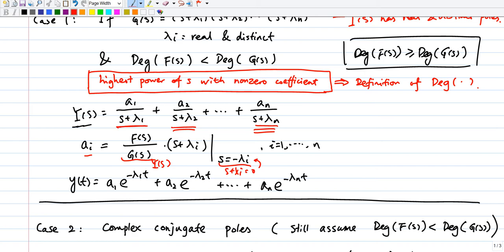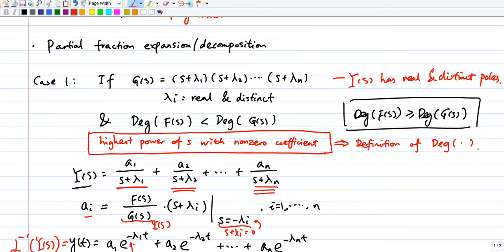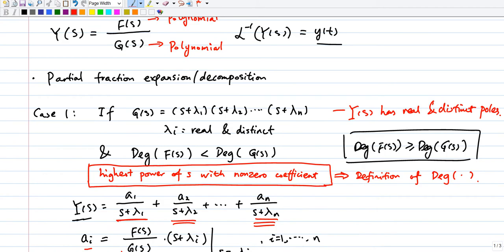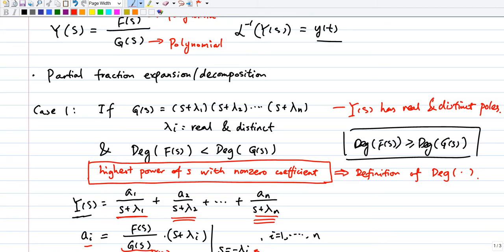Then the inverse Laplace transform, L inverse of Y(s), is given by y(t), which is just a1 e to the minus lambda 1 t, plus a2 e to the minus lambda 2 t, and so on until an e to the minus lambda n t. Pay attention here: we have a minus sign, not a positive sign. That's the way we can figure out the first case, when Y(s) has real and distinct poles and the degree of F(s) is less than the degree of G(s). This is case 1.